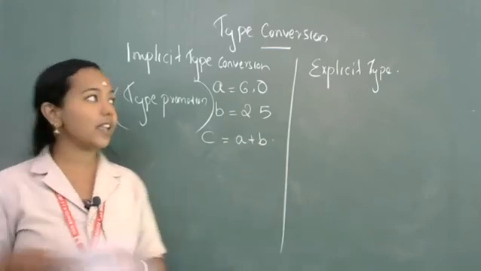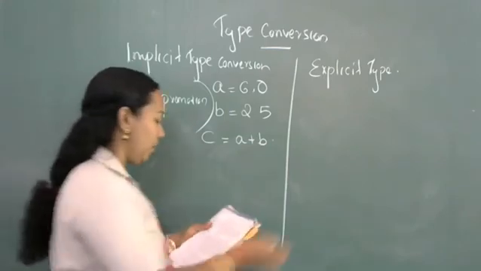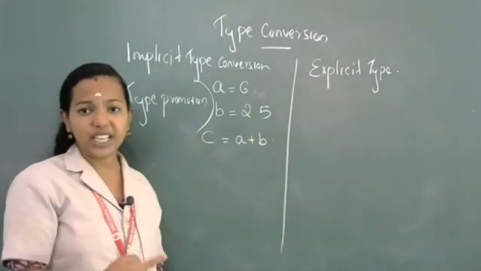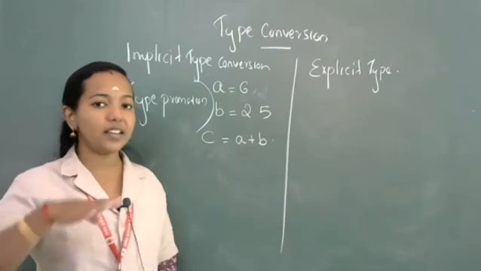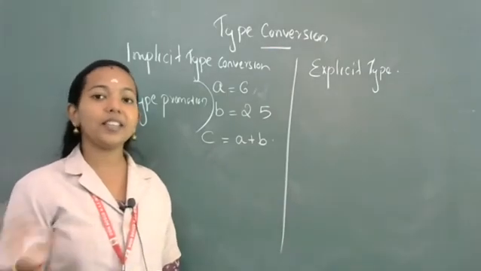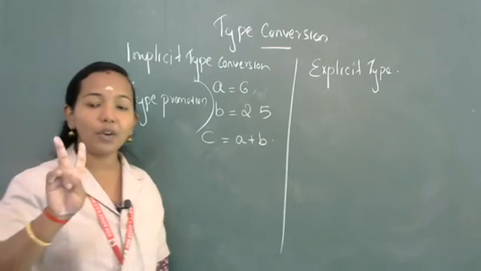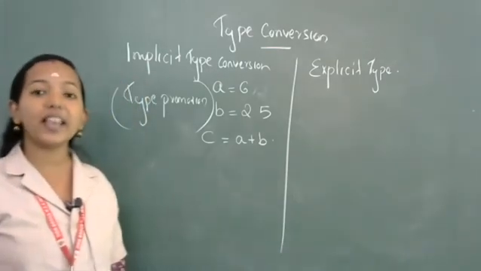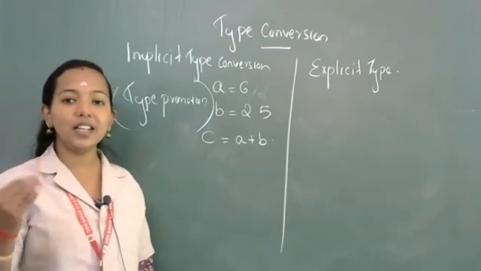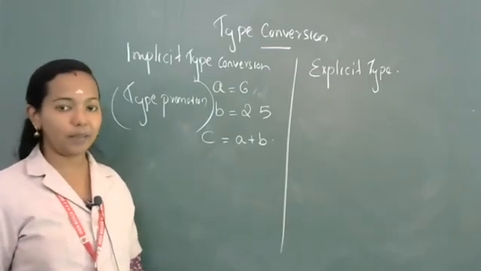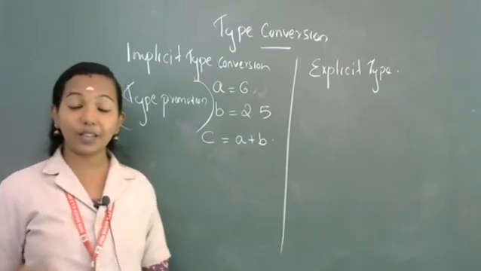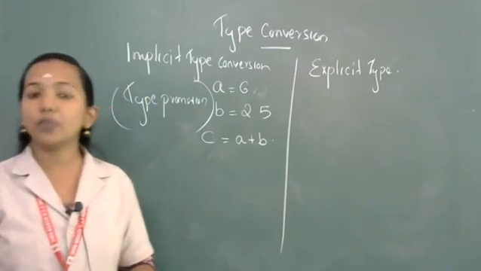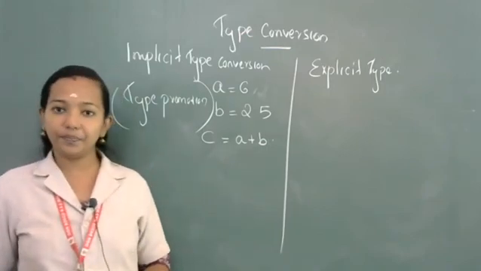At the beginning, a is equal to 6, b is equal to 2.5. So here actually it is addition. It is not integer addition and it is not floating point addition. It is an addition expression, but it consists of two types of operand. So the compiler will execute first, and after the execution it will convert the result into the higher order data type. That kind of conversion is known as implicit type conversion, and it is also known as type promotion. Clear?